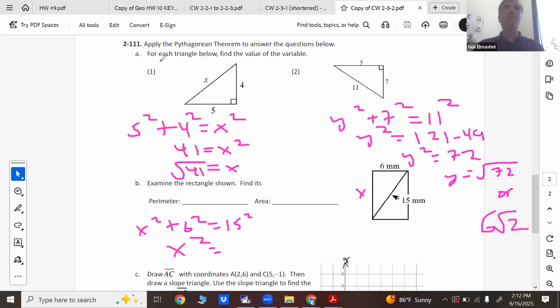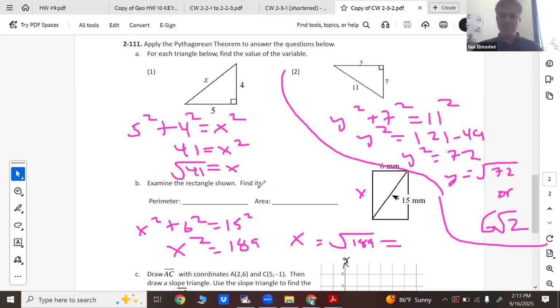225, 36, 29. Six. Let me calculate this one here.